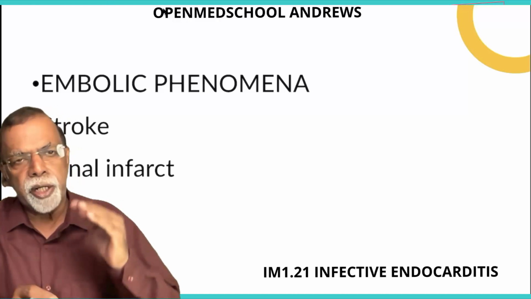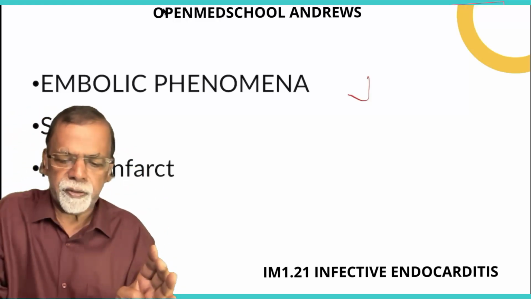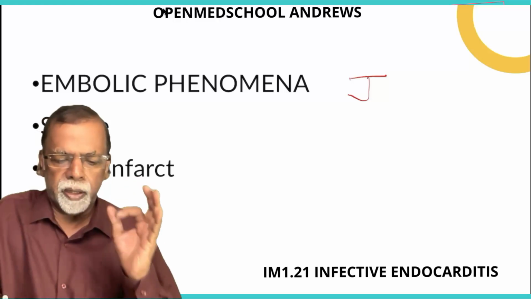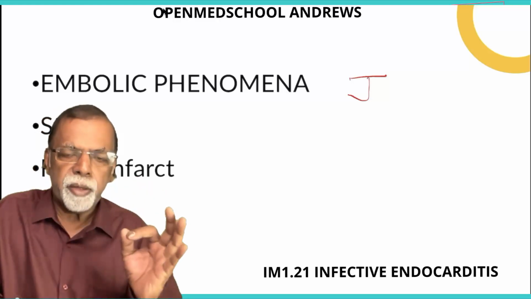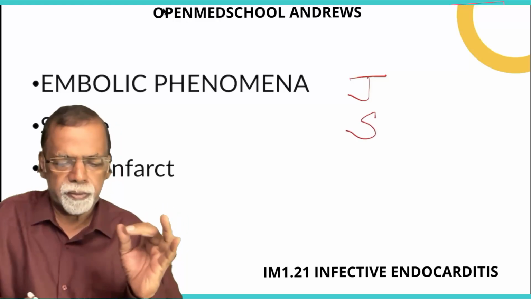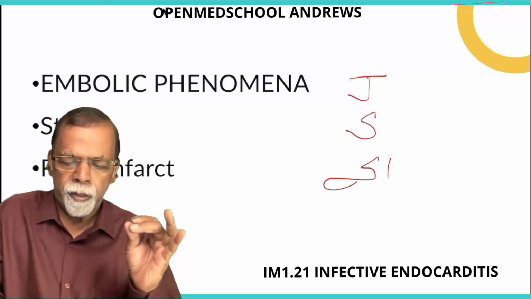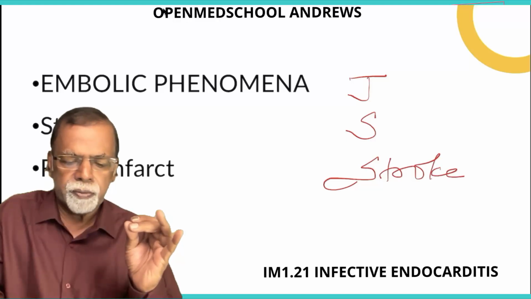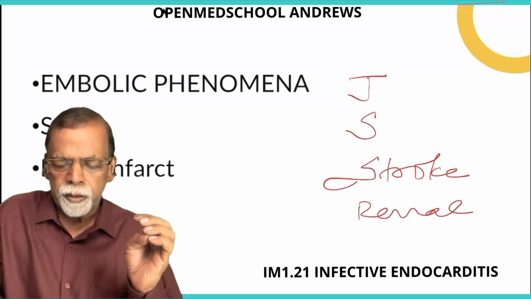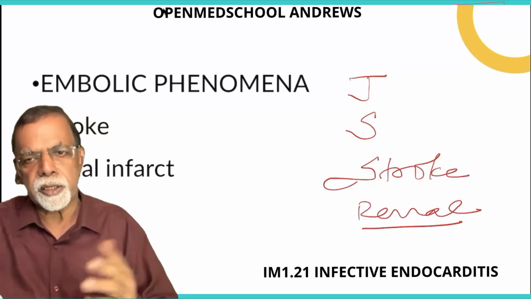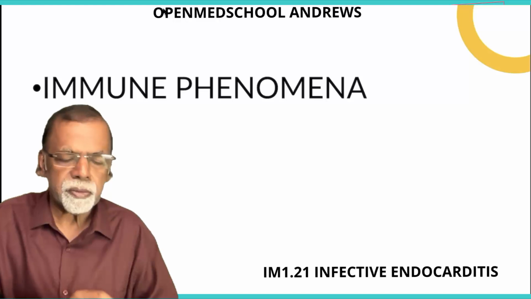Embolic phenomena, we have already mentioned. Janeway lesions are embolic. Splinter hemorrhages are embolic. The patient can develop a stroke due to embolism. You can get a renal infarction. So renal infarction is embolic, whereas glomerulonephritis is an immune manifestation.